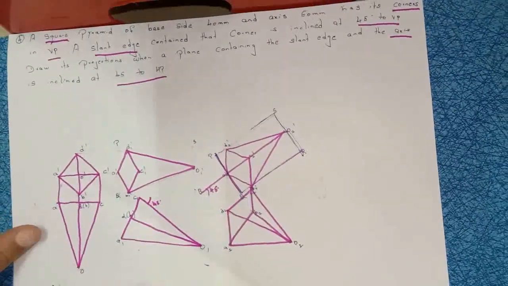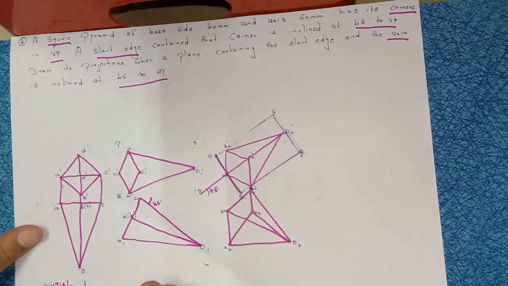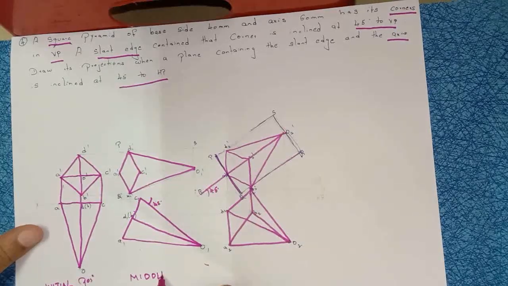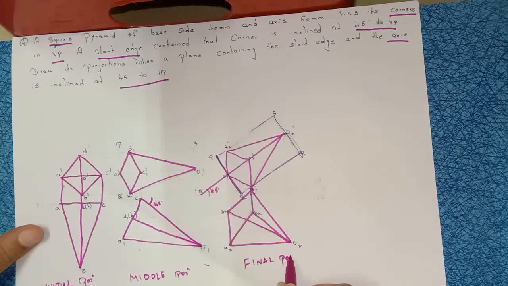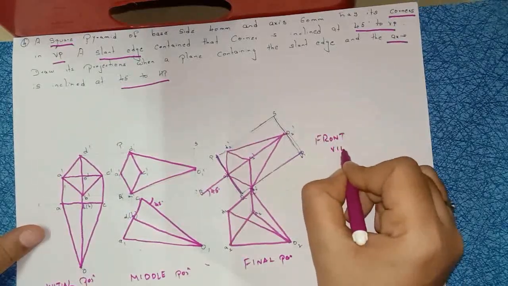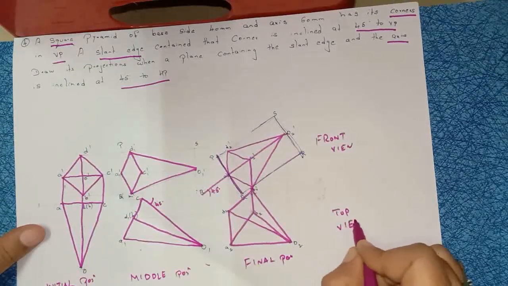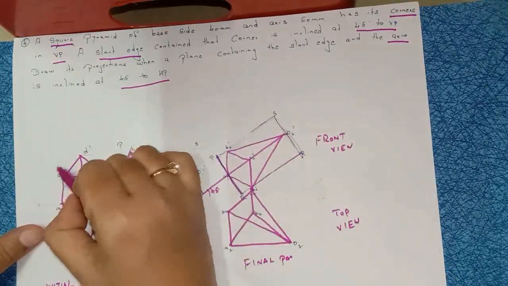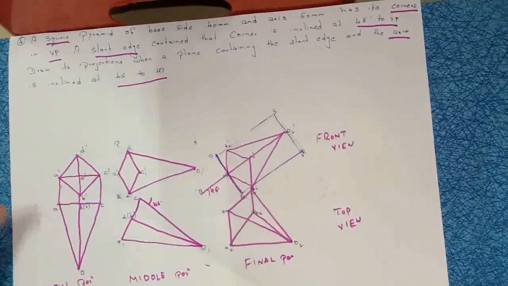Right? After completion, write down here: this is the initial position, this will be your middle position, this will be your final position, and this is your front view, and this is your top view. Mark the dimensions properly. Length of the square is 40 and axis height is 60. Angles are 45 and 45.